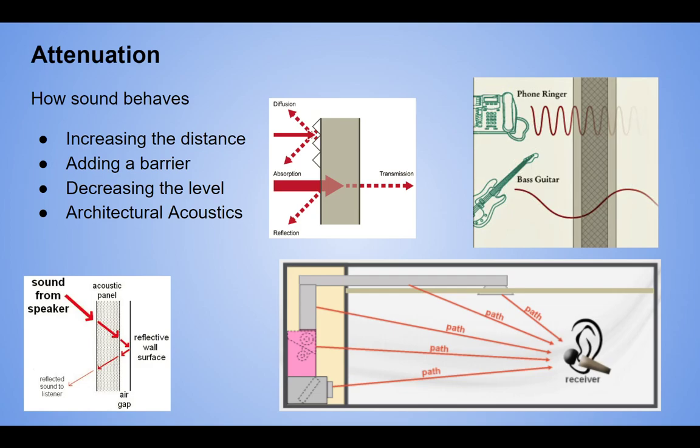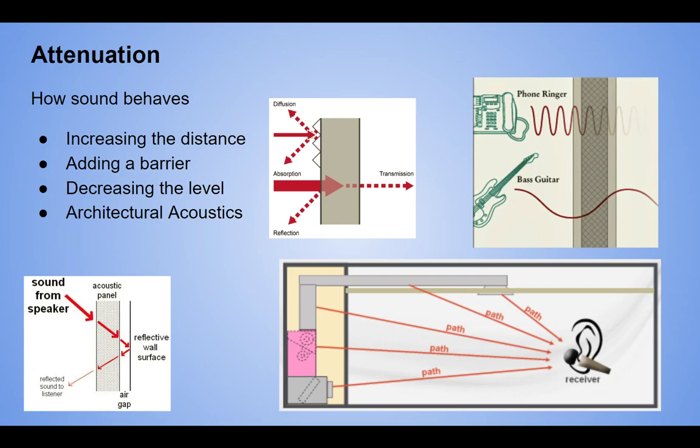Can I increase the distance? Can I do something about the barrier, make the wall different? Can I decrease the level somehow? And then you get to the part that the podcaster said, let's add some foam panels. Right. That should be your last one. That should not be your first decision.